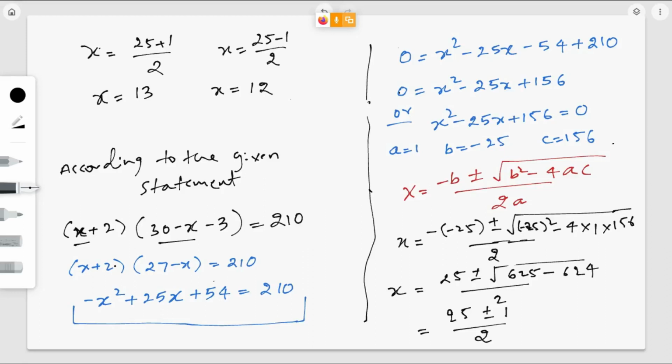Actually, these are not the final answer. These are the solutions of this quadratic equation. Where is that quadratic equation? This one. These are the solutions of this quadratic equation.